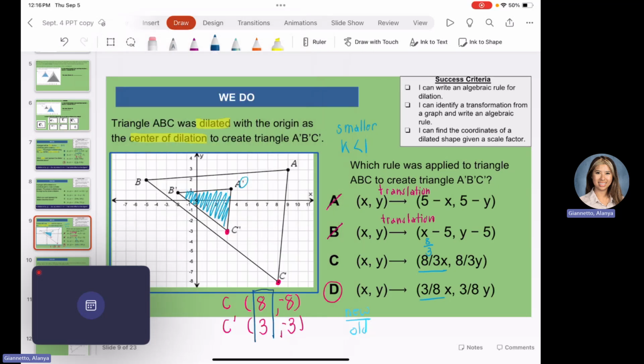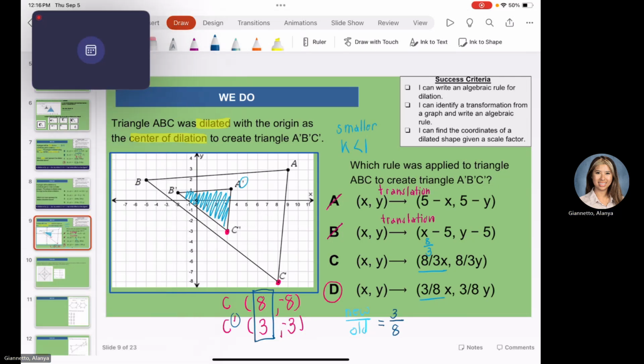So I like to choose positive numbers, and you should always choose positive numbers if you can. Sometimes it's unavoidable to use negative numbers, but here we have the x's are both positive. So our new has our prime, right? So we have 3 is our new. Our old is our 8. So we have 3 out of 8. So that confirms that our scale factor is 3 over 8.